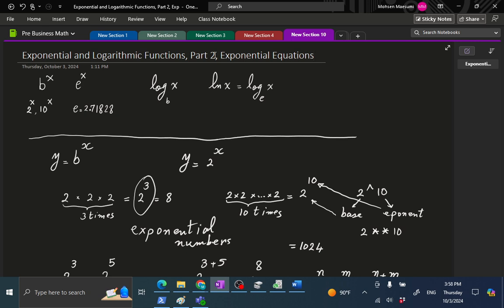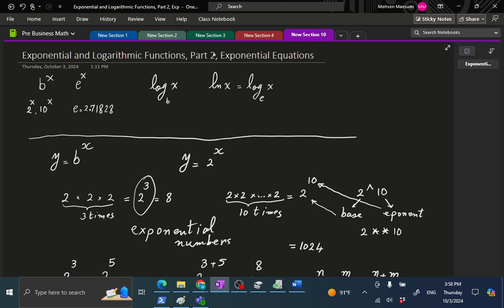So last time we introduced you to b to the power of x and e to the power of x. B is some base. Famous bases are like 2 and 10. E, the most famous base, is this peculiar number 2.71828. And in fact, the origin of this number is in business mathematics. It was introduced to calculate certain compound interest.